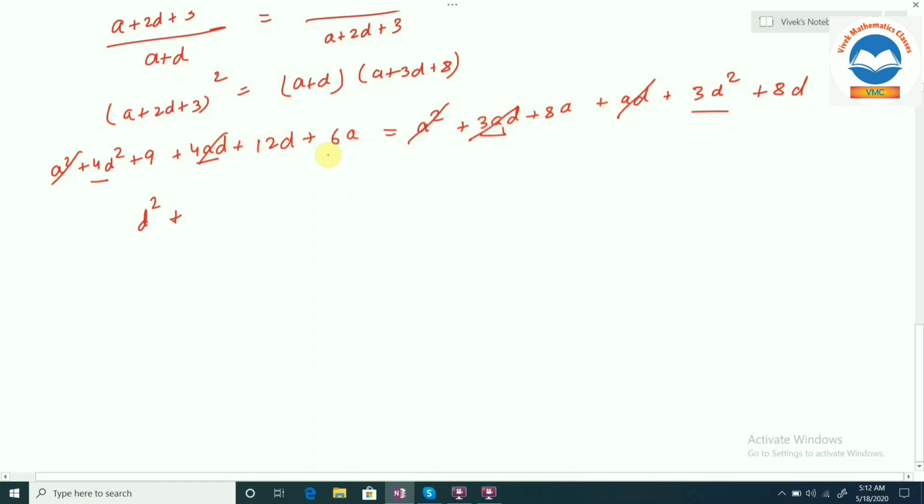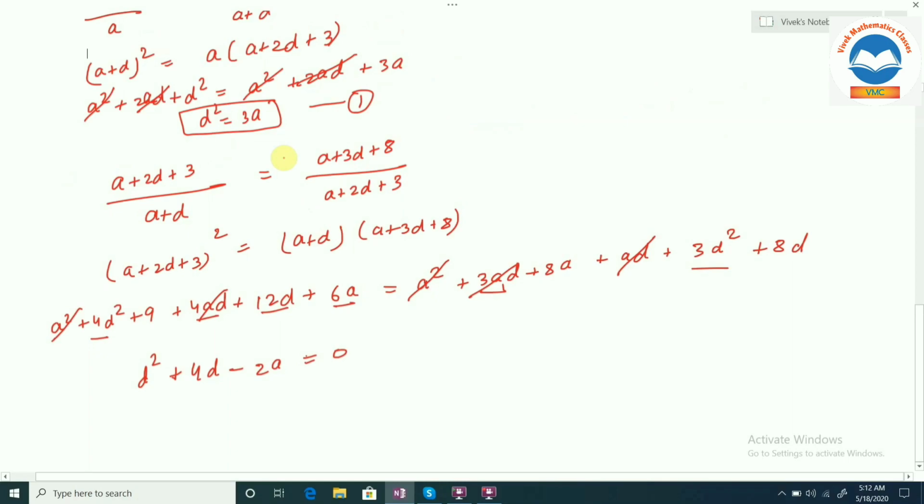4ad will be cancelled out. Next, what are we getting? D terms. Here 12d minus 8d will be 4d, plus 4d. Next will be 6a minus 8a, which means minus 2a, equal to 0. And we know the a value. What will be the a value?